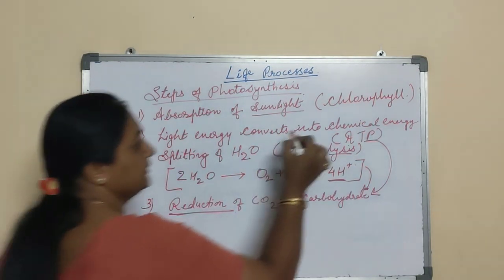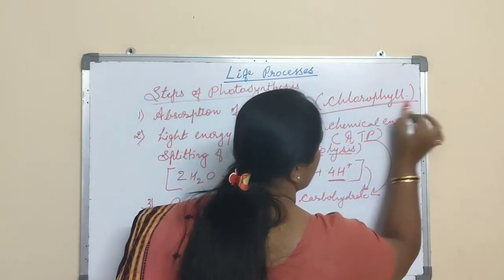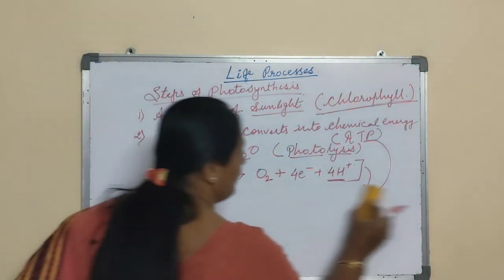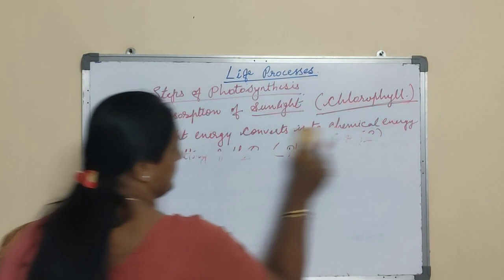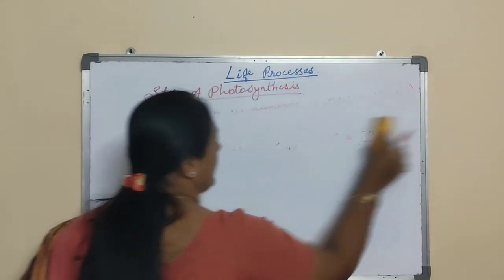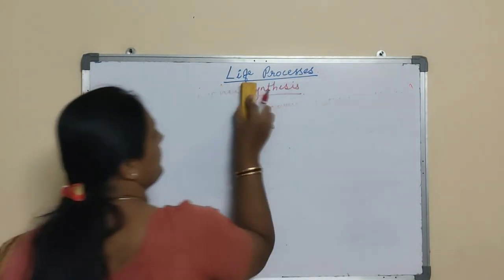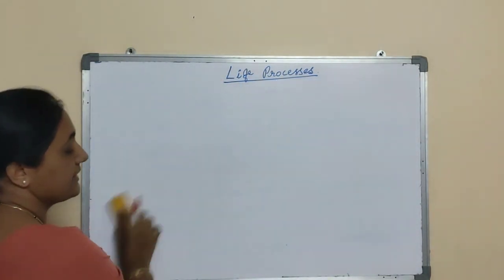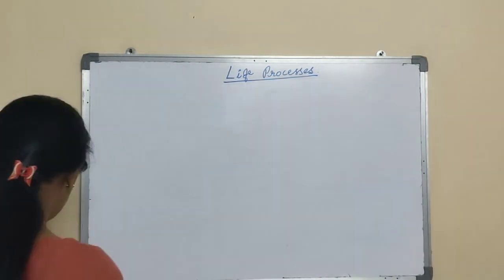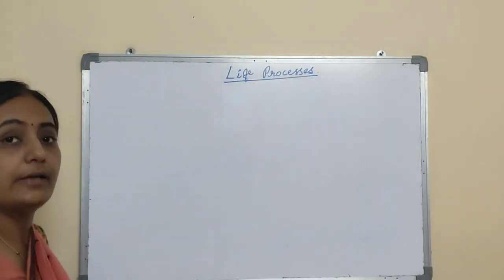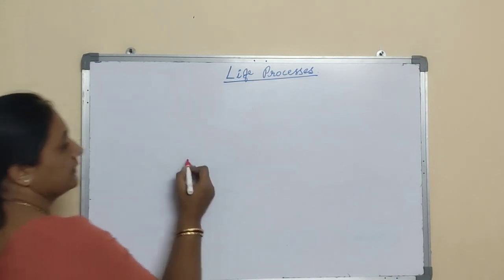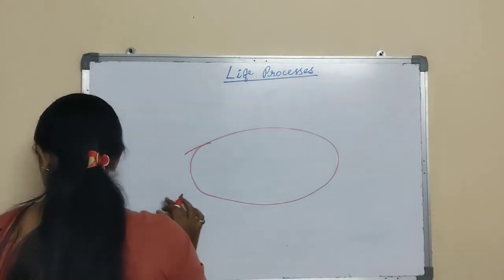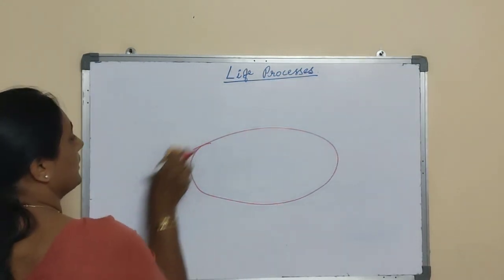Here the term chlorophyll. Chlorophyll is a pigment. Now where is this chlorophyll present? Chlorophyll is present in chloroplast. Now what is chloroplast? Chloroplast is one of the organelles present in a plant cell. And inside this chloroplast the pigment chlorophyll is present. The structure of chloroplast is a rounded structure. You have studied in earlier classes.